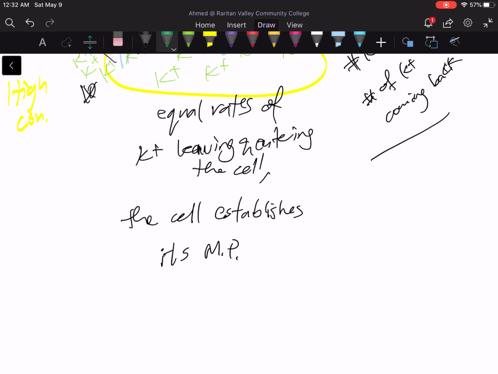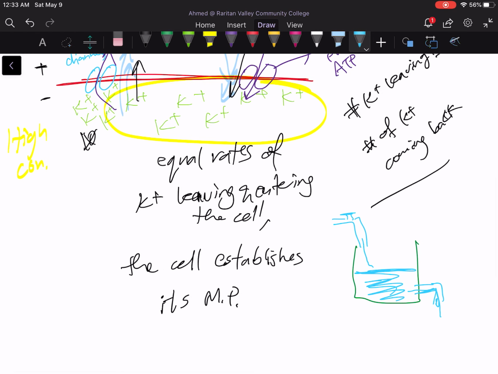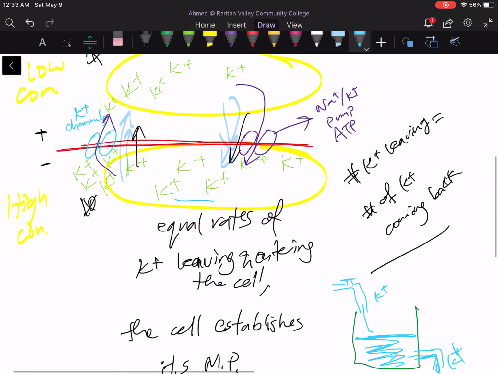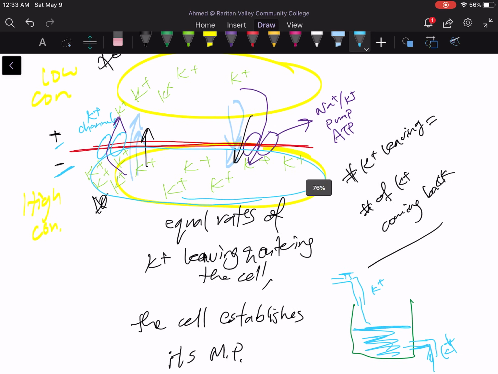You can think of this as if you have a water tank. There is a water tap in this tank causing water to come out, and there is also a water tap or a water source here. So if we have the same rate of water coming in and water coming out, then we will have a stable level of water within this tank. This is exactly the same. If we have the same amount of potassium ions leaving and the same amount of potassium ions coming in, we will have a stable potassium ion concentration that would keep inside negative and outside positive. That is when the cell would establish its membrane potential.